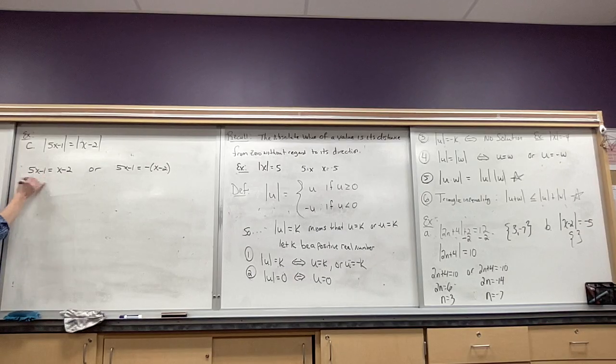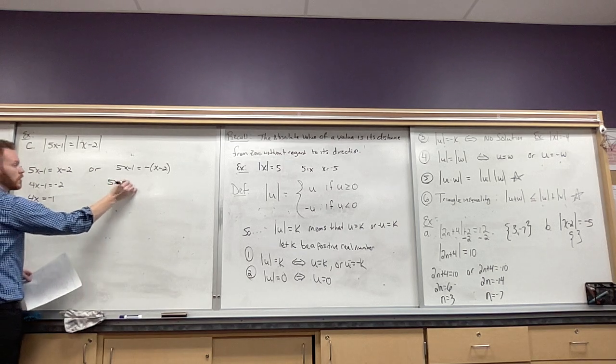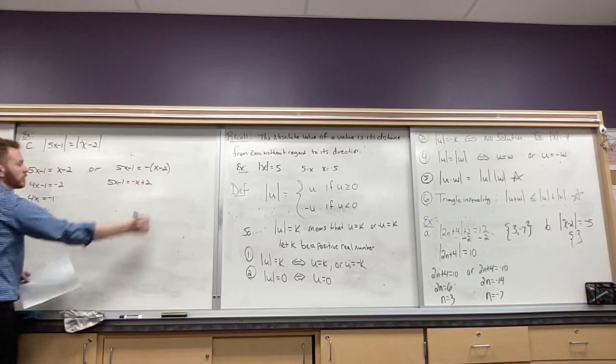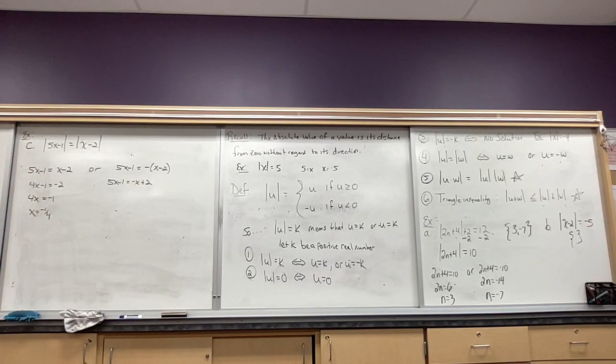Okay, combined terms, I'll take the x over. We'll add the 1. Get -1. Okay, and then we get x to be -1/4. On the other side, I'll distribute the negative first. Okay, and that's important too. The negative has to go to every part, not just the x.